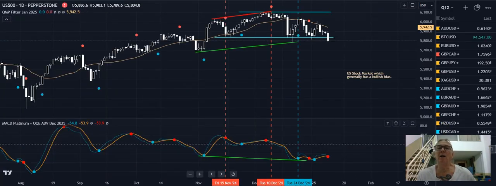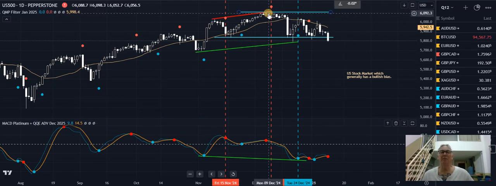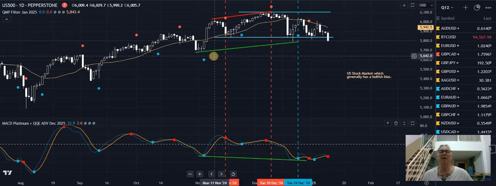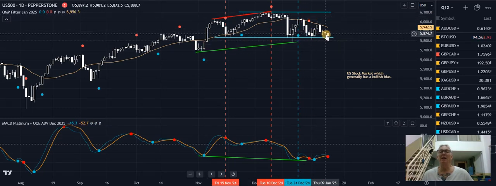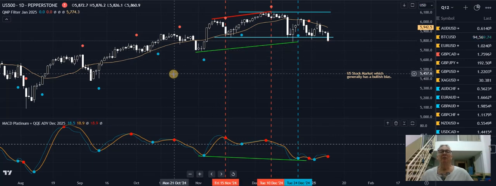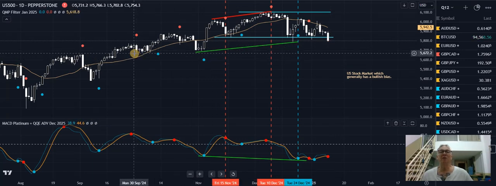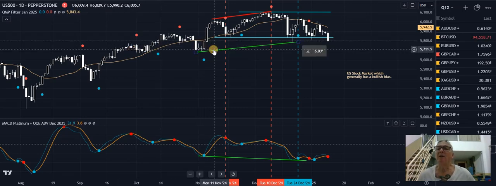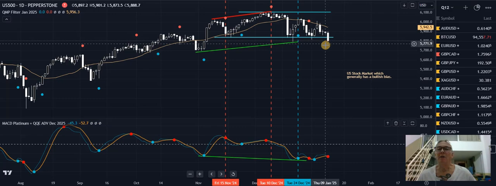Right, US 500. This is just the US stock market. There's the high up here, which is around early December. Hasn't broken it. We had a big drop on the 18th of December, sort of bounced back up. It came down, bounced back up again, sort of this line here. Now it's broken through that. Next level will be in here somewhere, I imagine. So looking around here somewhere. What's that? Around 5,700-ish. I don't really care about the numbers. MACD Platinum's below the zero level. We're heading down. That's the US stock market.